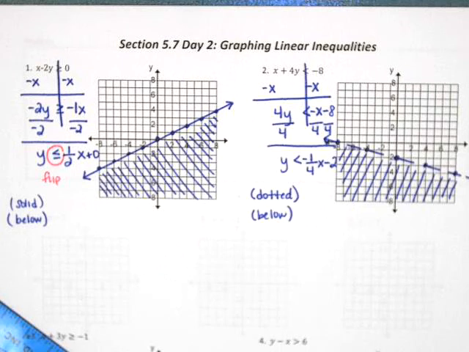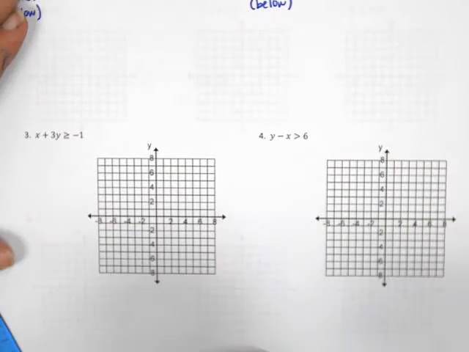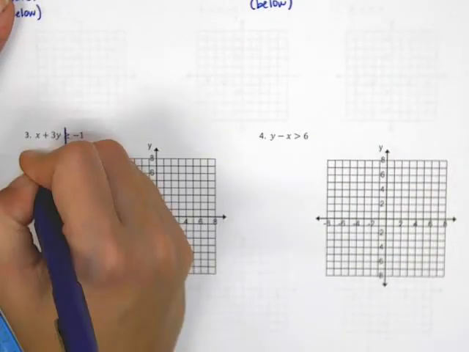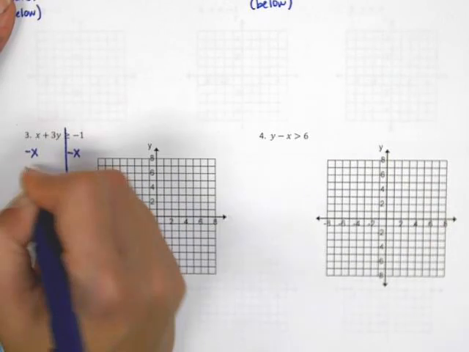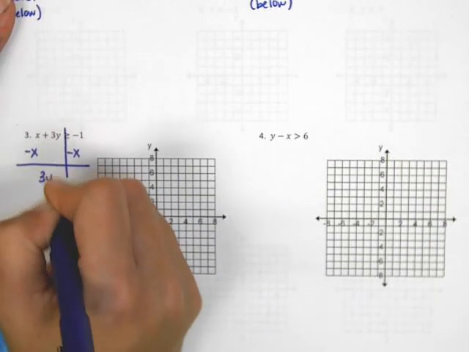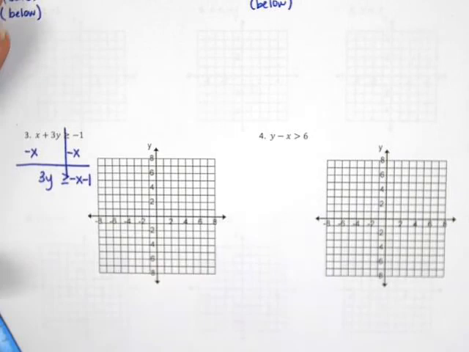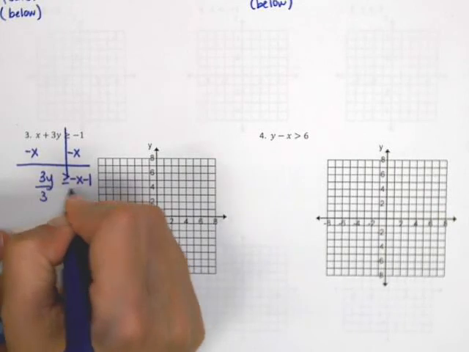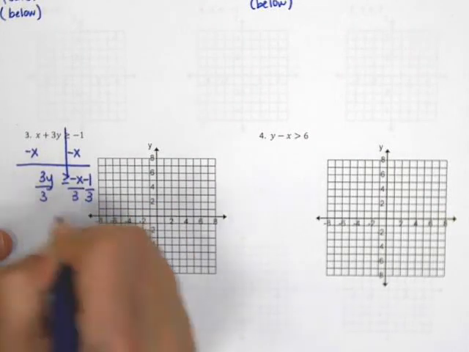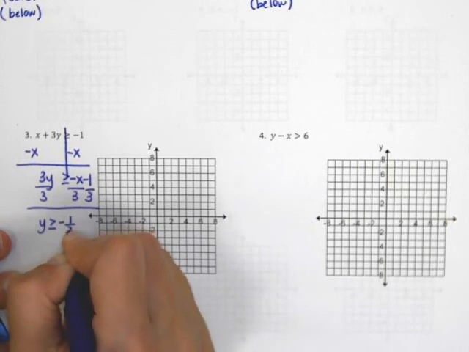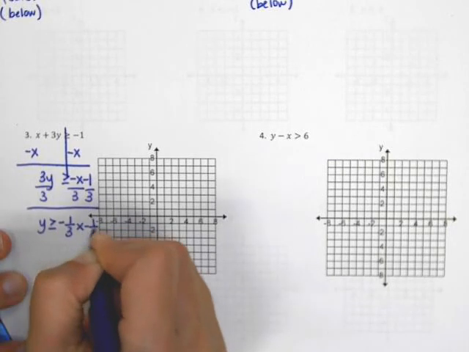All right, let's try a couple more. So problem number 3, the first thing we would do is get y by itself. So I'm going to subtract the x on both sides, which means I get 3y is greater than or equal to negative x minus 1. Then I would divide everything by 3. So I would get y is greater than or equal to negative 1/3 x minus 1/3.